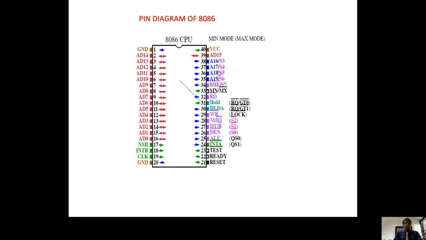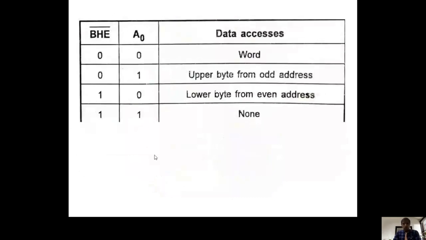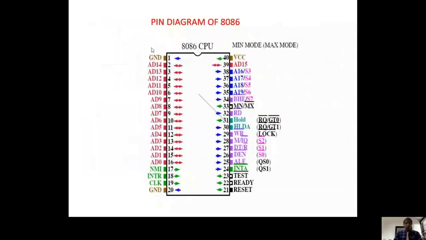Let us see the function of each pin. First, coming to ground. We know what the role of ground is. The ground pin is mainly used to provide protection against short circuits. Generally, this pin is connected to ground, so if any short circuit problem occurs, this ground pin will provide protection.